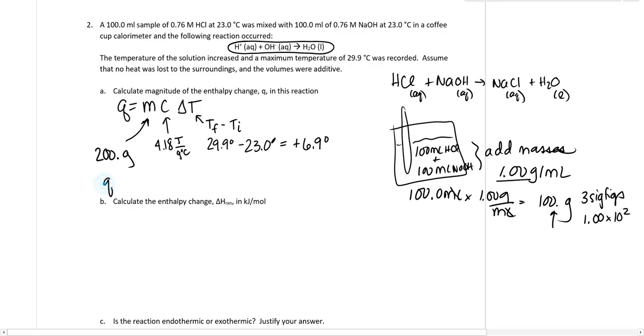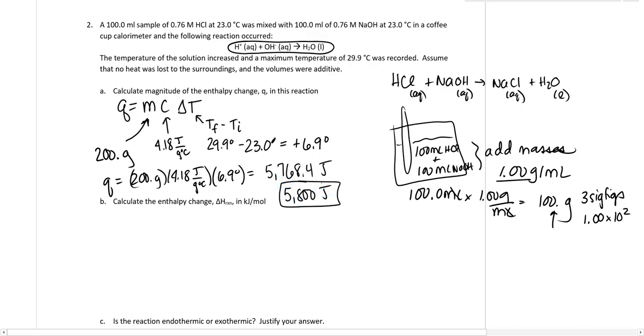So when we plug in to solve for Q, that's going to be 200 grams. My specific heat is also probably to 3 sig figs. My temperature is just to 2 sig figs, so that's going to be limiting the sig figs in this problem here. So 200 times 4.18 times 6.9, if I plug this in my calculator, I get 5,768.4 joules. But if I want to round that to 2 sig figs, that's 5,800 joules. Okay, and again, that's more accurately representing how confident we are in our answer there.